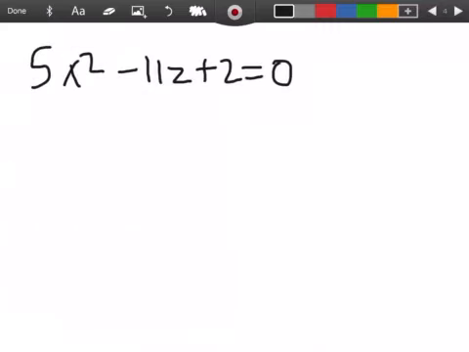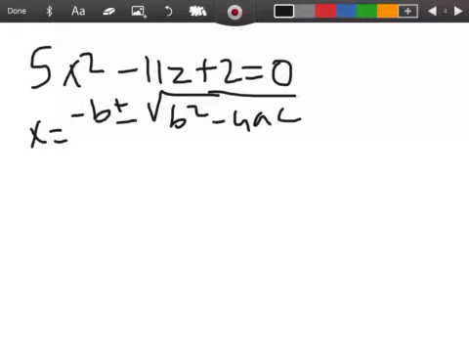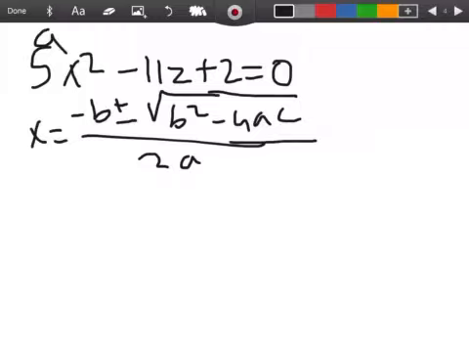Now I want to see if you can do this on your own. What I want you to do is write the quadratic formula and substitute A, B, and C. Okay, so let's write down the quadratic formula. x equals negative B plus or minus the square root of B squared minus 4AC, divided by 2A. And now, 5 is A, negative 11 is B, and C is 2.